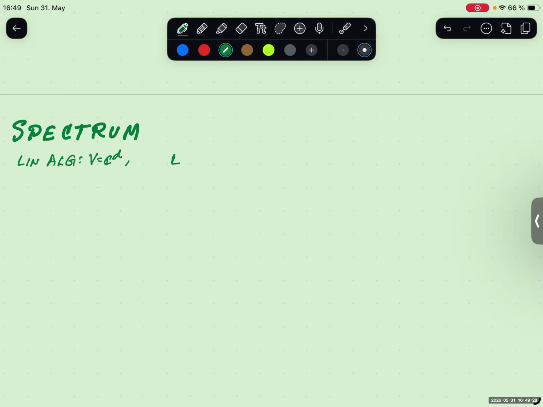So L maps the vector space to the vector space, since it is linear. Then we have the notion of eigenvalue: L acting on an element v of the vector space produces something scalar, lambda times v, and that is called an eigenvalue.